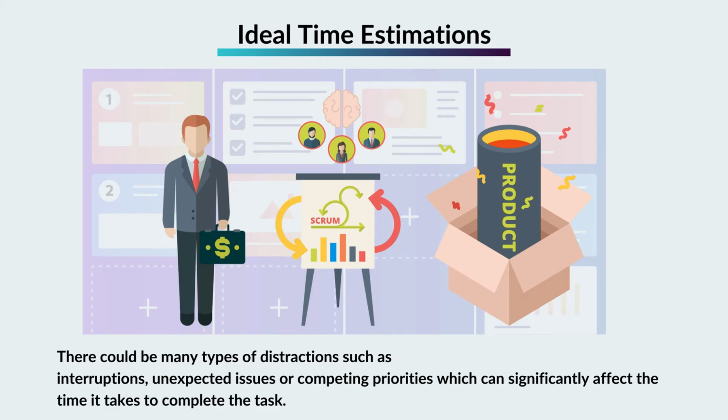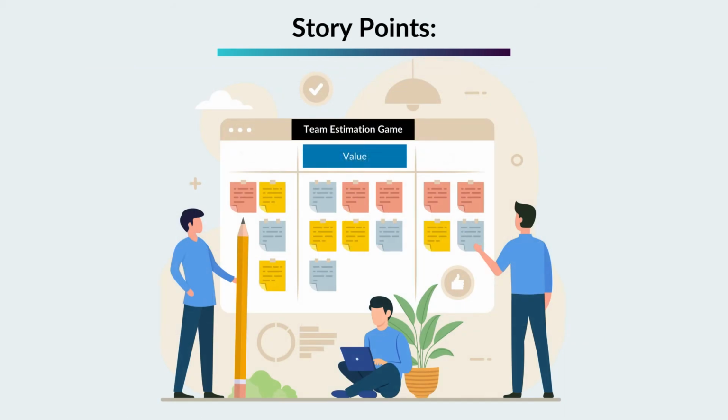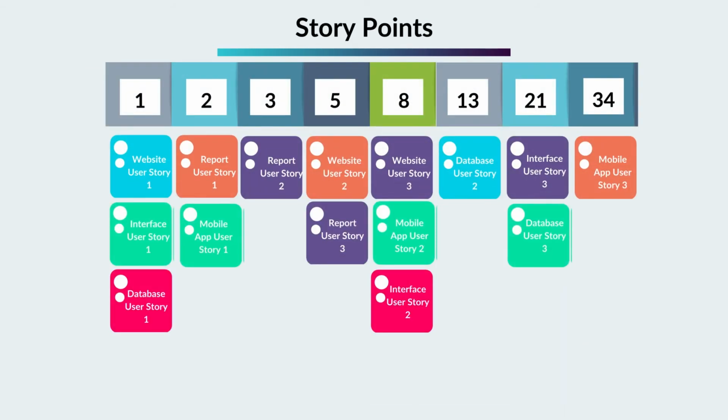Story points. Generally, traditional teams estimate the sprints in terms of time format. But recently many Agile teams have adopted the story points style of estimation.